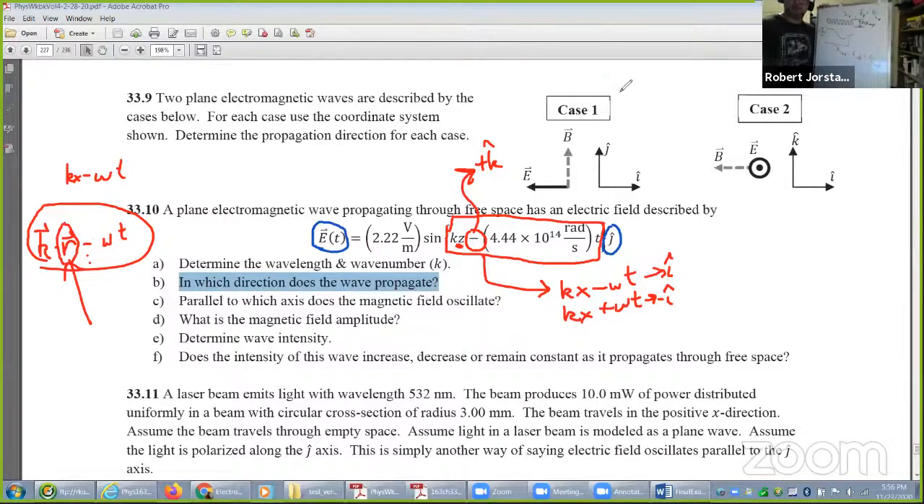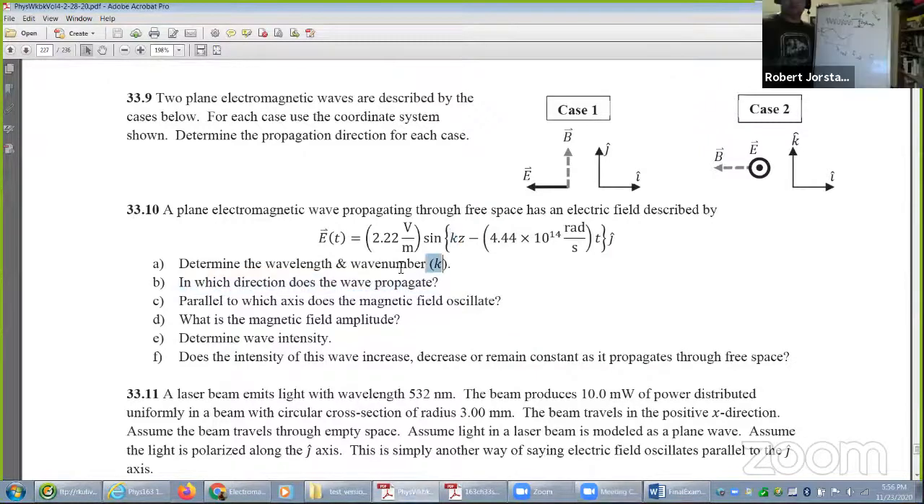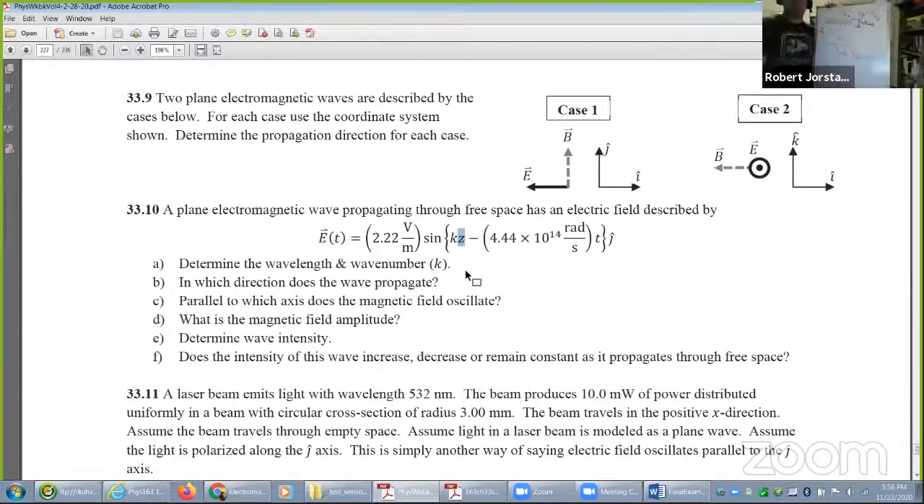Is that clear? Quick question. K is the value we determine, 2 pi over lambda, right? That's right. That's called the wave number. Then the z, what value would z represent in this case? Z is anything in space.